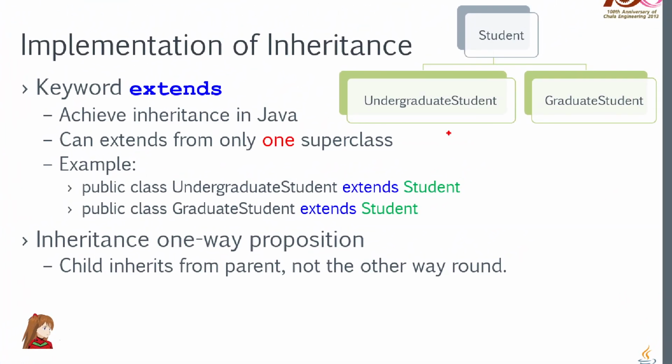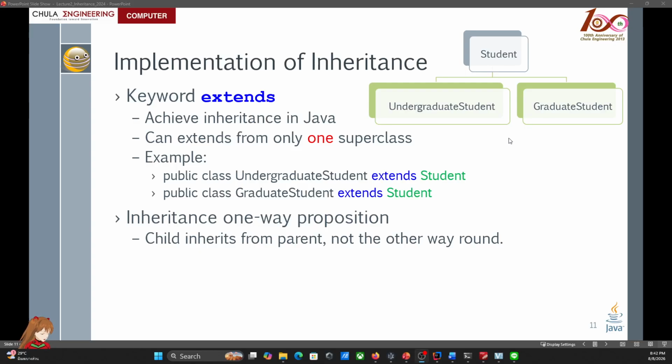So you can't have undergraduate student being a student and being something else as well. It's not allowed. Okay. And also, only the child will inherit from the parents. The parent, in this case student, does not get anything from the child. Okay? So let's expand our example.